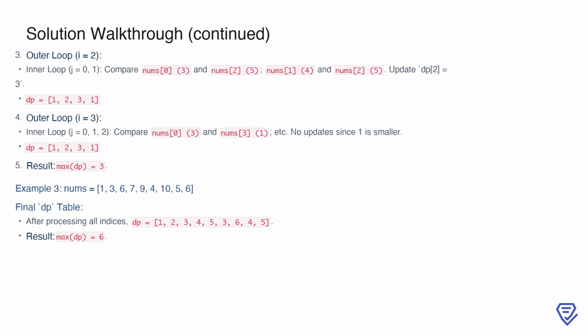Finally, let's consider nums equals 1, 3, 6, 7, 9, 4, 10, 5, 6. After processing all indices, the DP array becomes 1, 2, 3, 4, 5, 3, 6, 4, 5. The length of the longest increasing subsequence here is the maximum value in DP, which is 6.